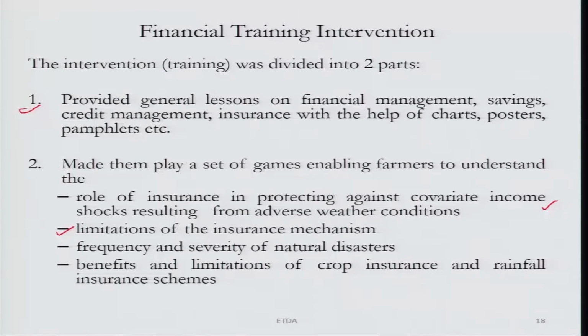And then they were told the frequency and severity of natural disasters, so they have a sense of the probability of being hit by a shock. And then there was also a discussion that included benefits and limitations of crop insurance and rainfall insurance schemes.